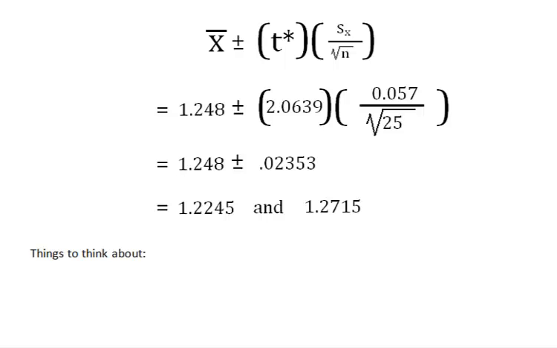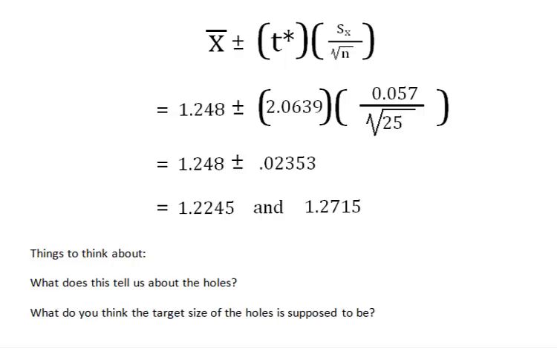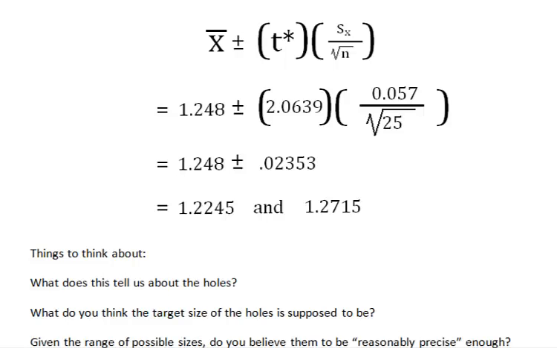Some things that you should probably think about from this data. What does this really tell you about the holes? What do you think the target size of the hole was, or what was it supposed to be? Or what was the measurement that they were trying to make the hole size? And given the range of possible sizes, do you believe them to actually be reasonably precise enough? And something else you might want to think about is, what other questions would you like to have answered before you ever answer the ones I've just posed to you?